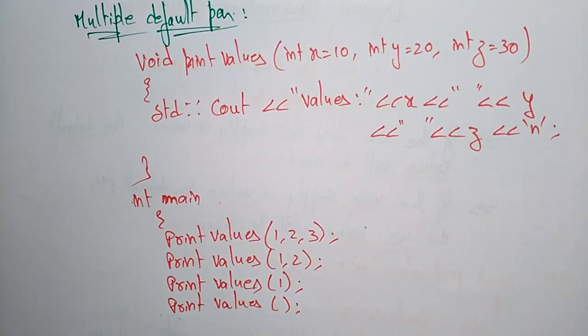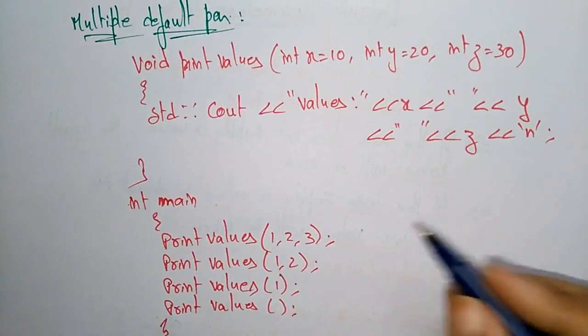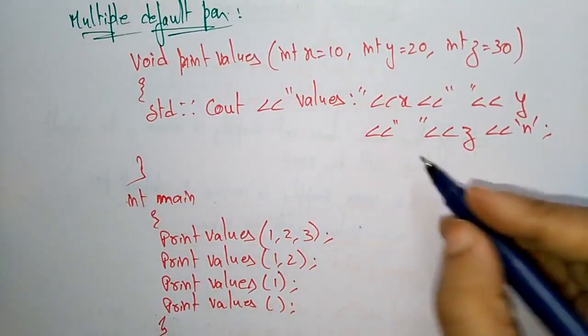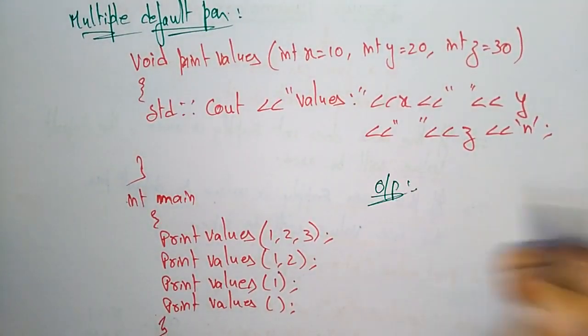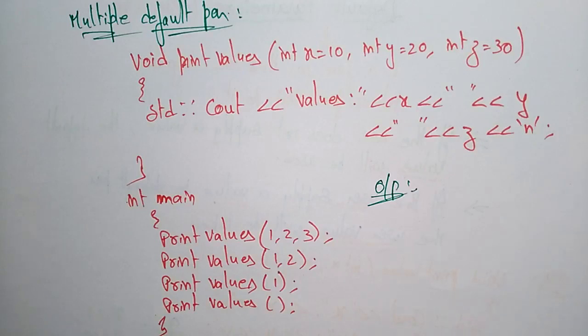I am not giving any values. Now let us see how the output will look. So what will be the output for this program? The main thing I am explaining here is what the default parameters are and what the user values are.